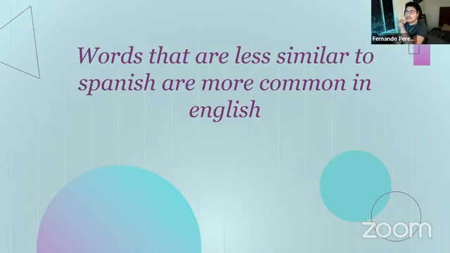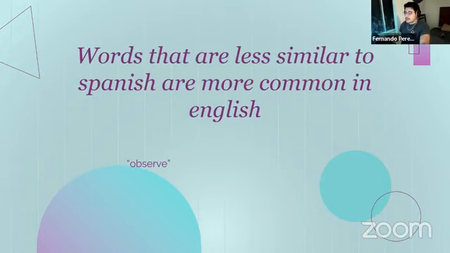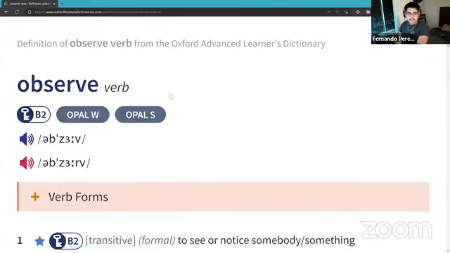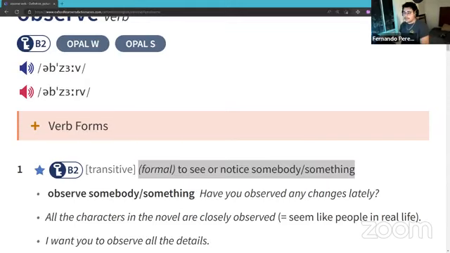A good example for this is, for example, the word observe. Is this similar to Spanish, yes or no? Yes, right? The word exists. And then we go through the dictionary, and we will see that the word is considered formal. How crazy is that, no? Why is it formal?